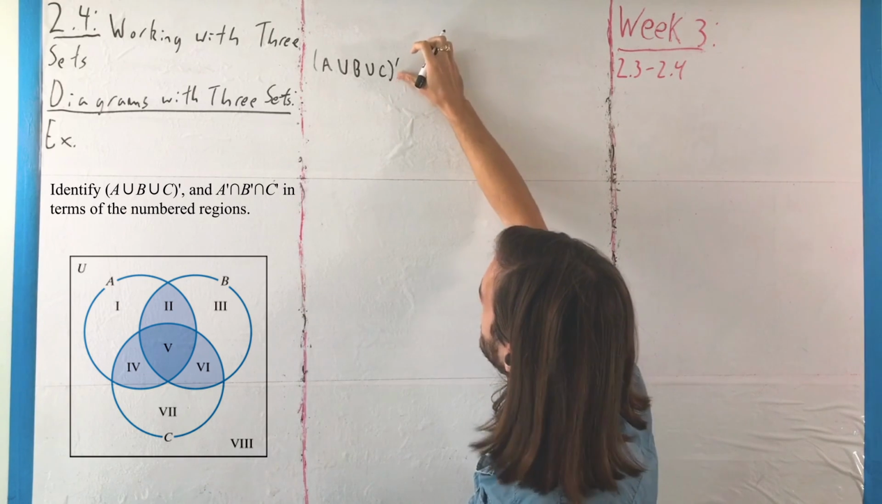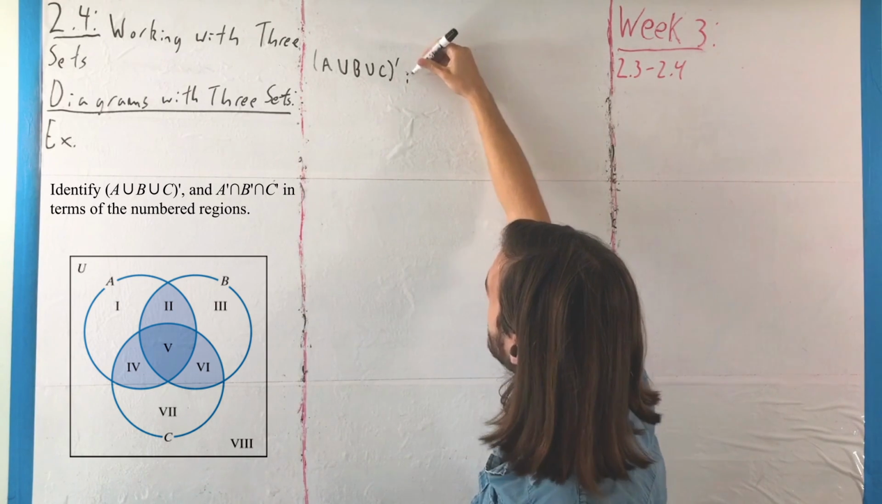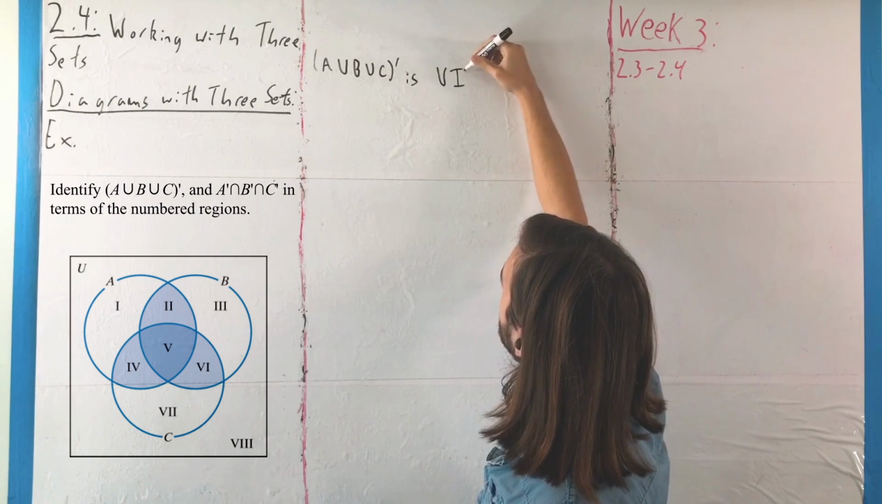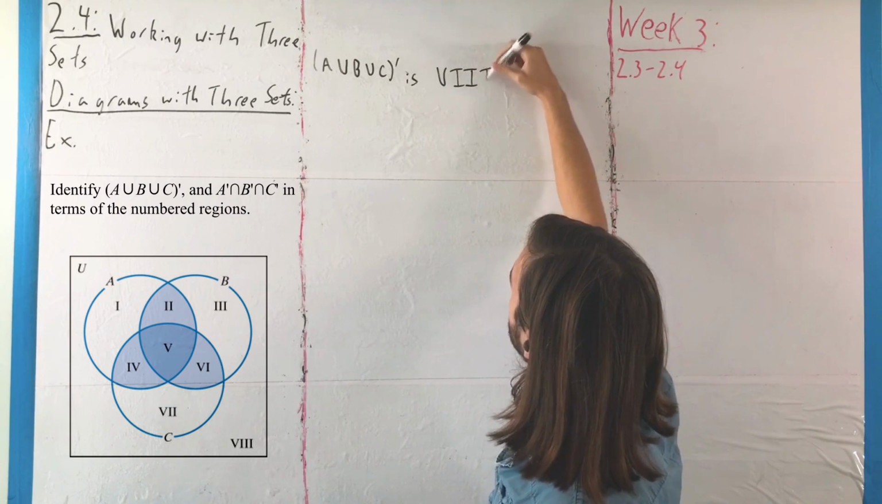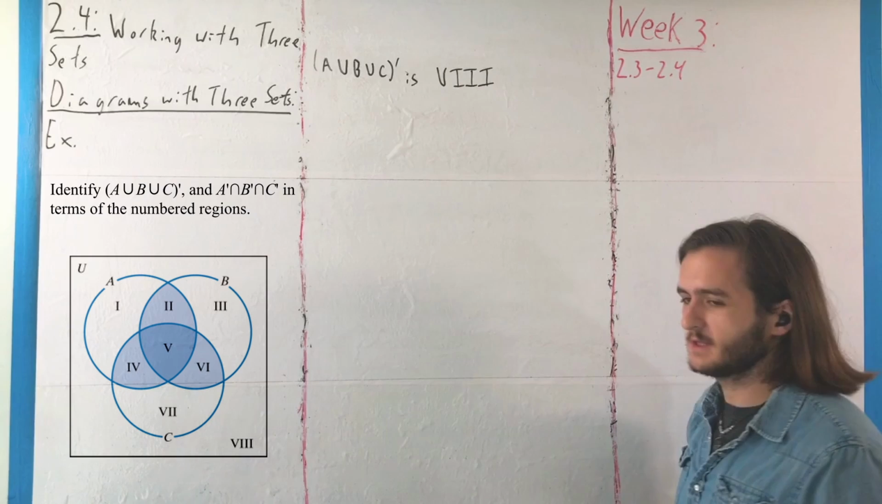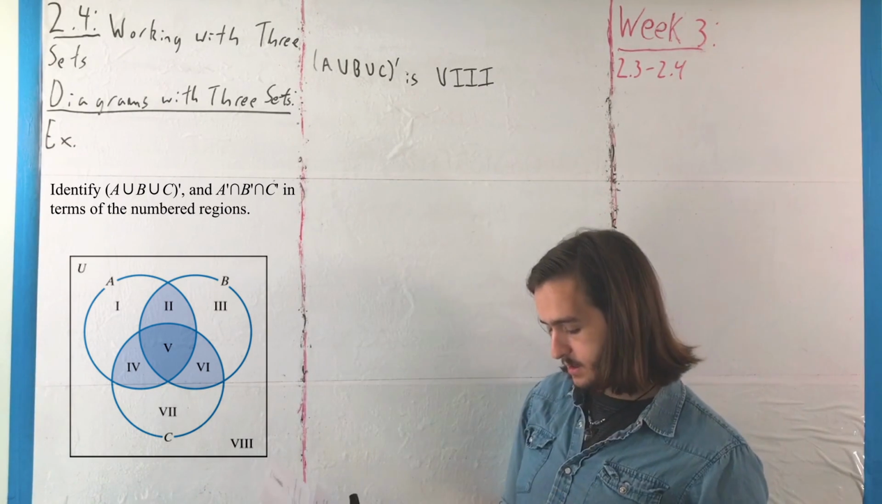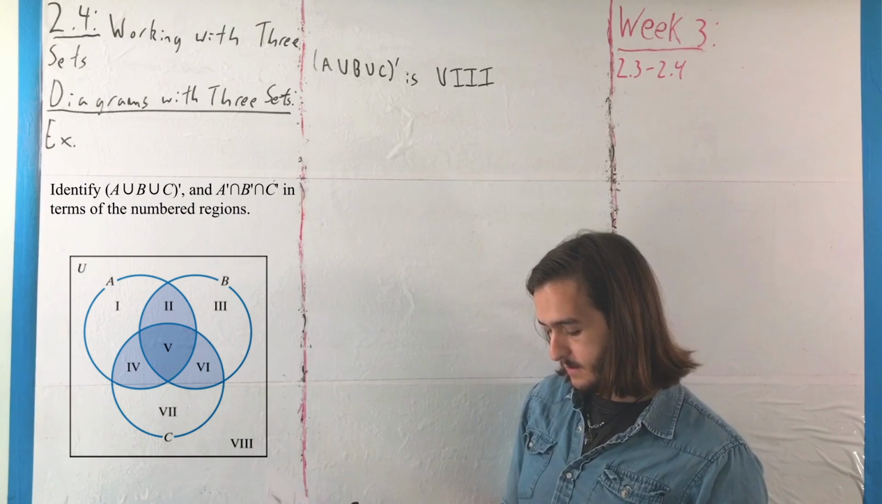So, if we want to talk about A union B union C quantity complement, I don't want to put an equal sign there because it's not exactly equal. I'll just say that is the region 8. My numerals aren't great today, but that's all right. That's what we're getting.